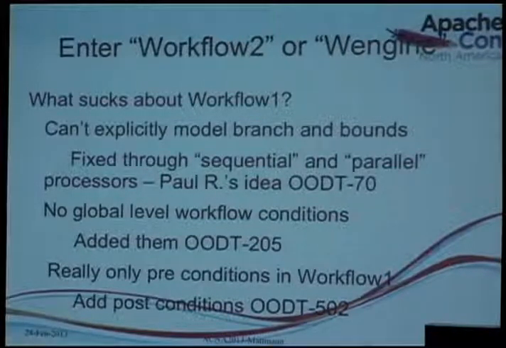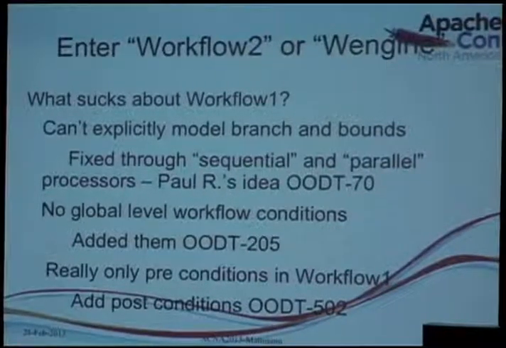In workflow one, we managed to trick people and get away with the fact that we really only had preconditions. There are no true post conditions in workflow one. You can set them up most of the time by adding tasks afterwards that really act as post conditions, but there are no explicit post conditions in workflow one. There are in workflow two, or WEngine. That's OODT-502. And as Andrew Hart pointed out to me earlier, you can see the delineation between those Jira issues. That was 432 Jira issues in between, and this was over the course of a couple of years.